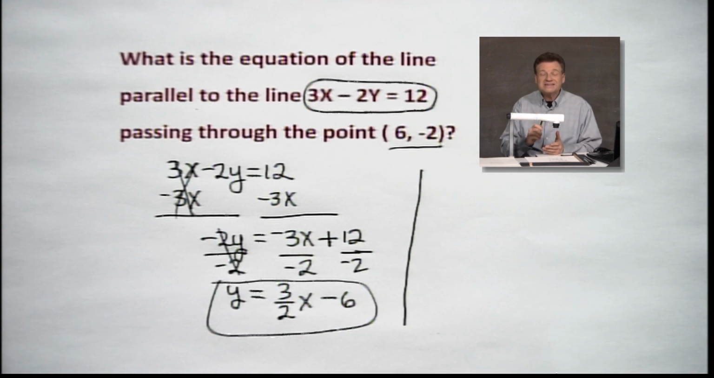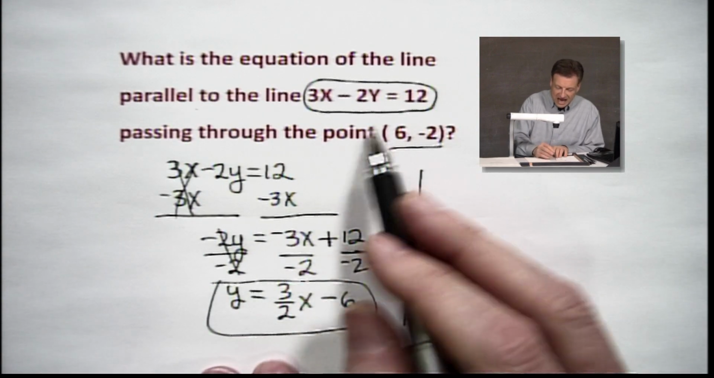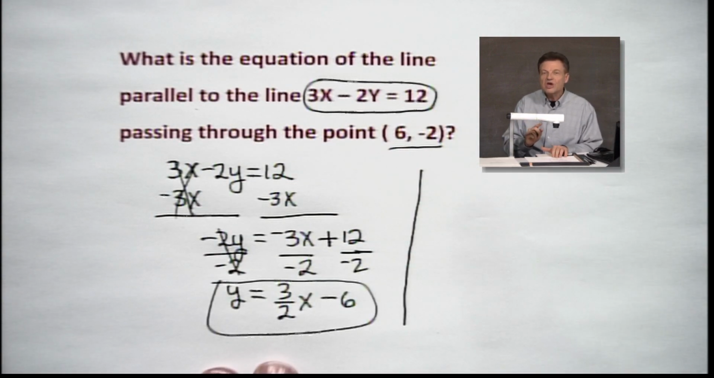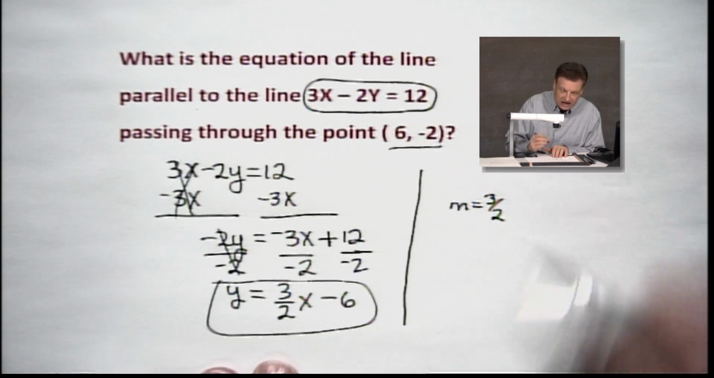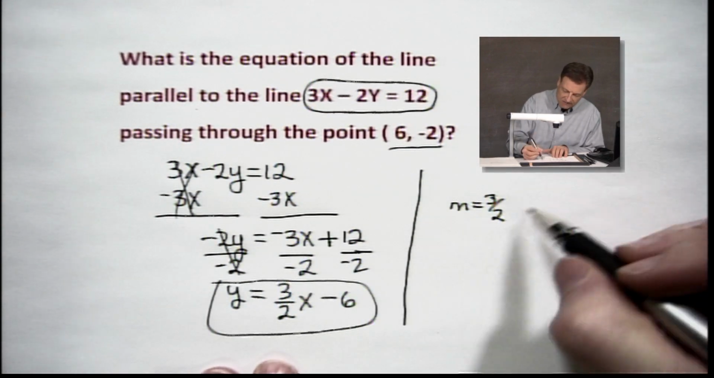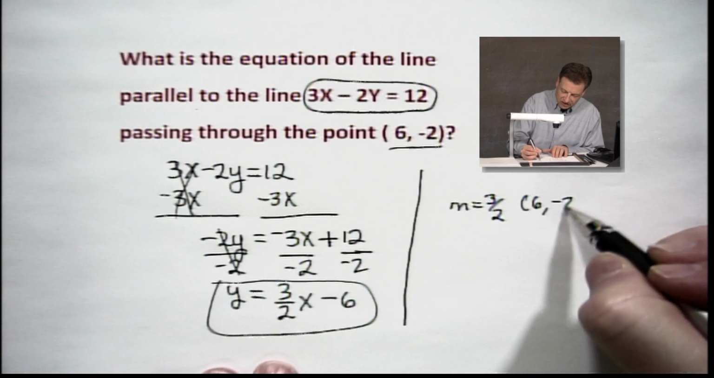That is why we say they have the same slope, because they're heading in the same direction at the same inclination, all right? So our slope for this line, if we're going to use parallel, is 3/2. So we're going to look at the m equaling 3/2 right here, all right? The point we have is (6, -2).